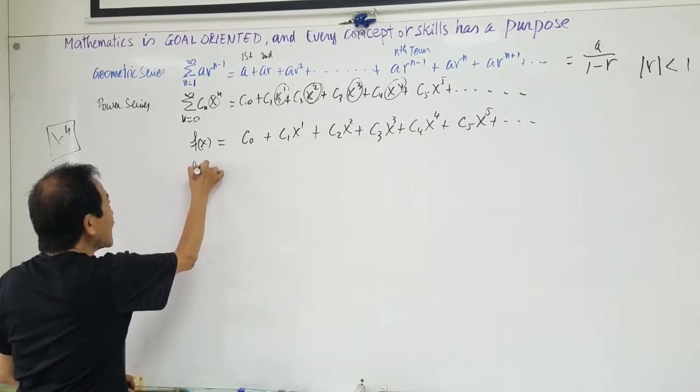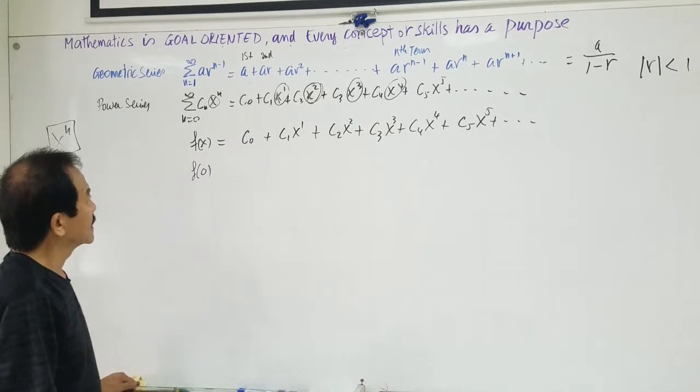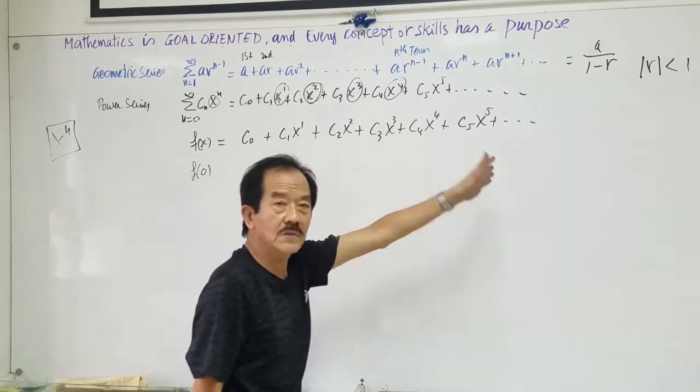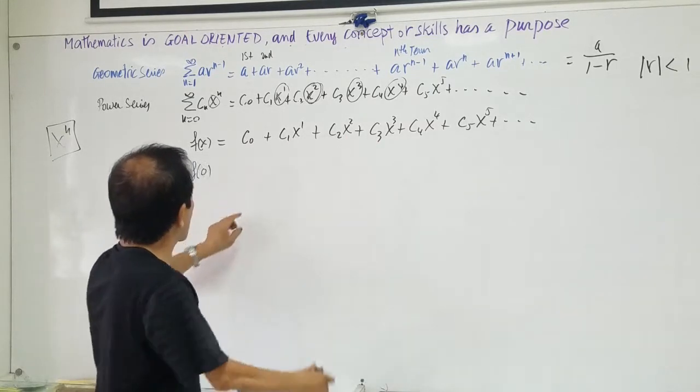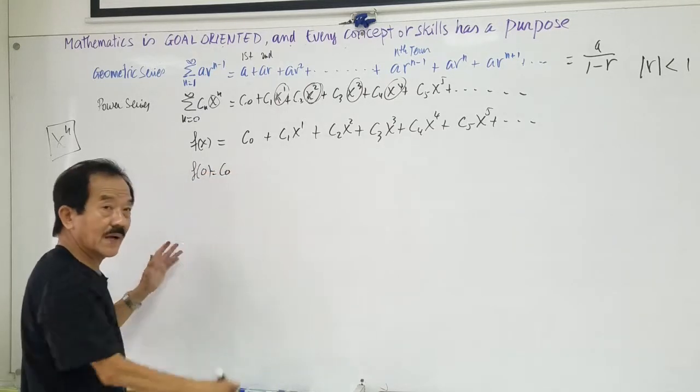If I take f of 0, what happens? 0, 0, 0, always gone. So therefore f of 0 has to equal c sub naught, right?